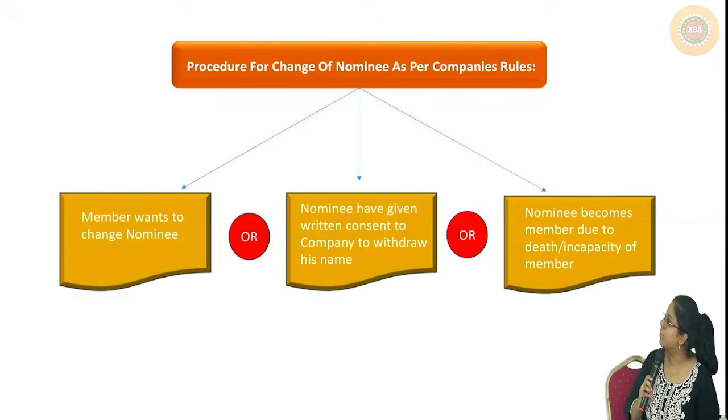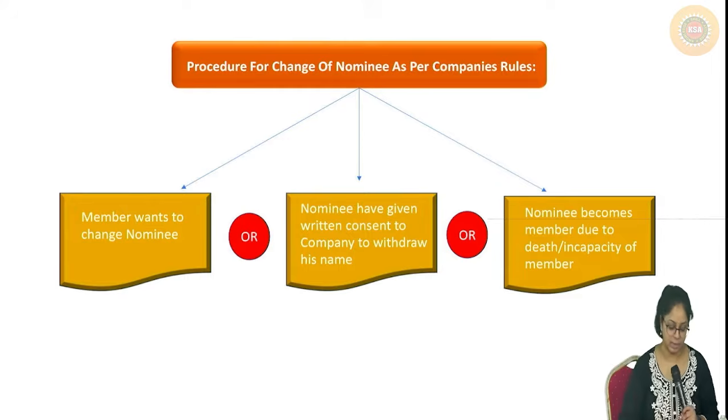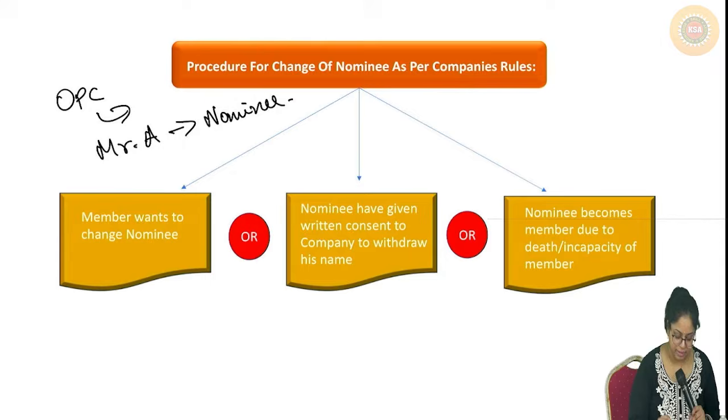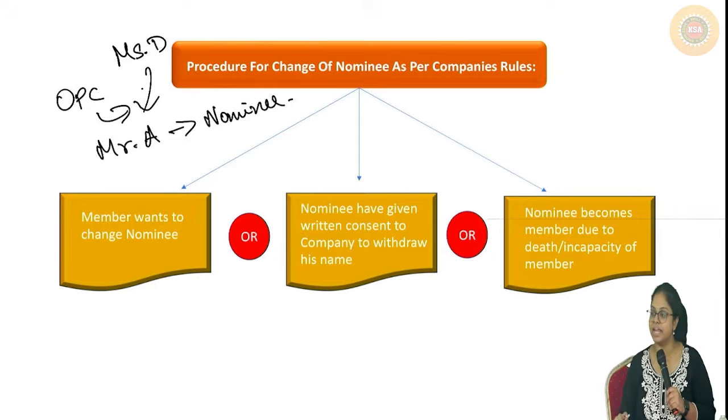Okay, now moving on to the last part of one-person company, which is the procedure for change of nominee as per the Companies Act. Let's say I formed an OPC, and I had Mr. A as my nominee. But there was some fight between me and Mr. A. So I decided that I don't want this guy as my nominee. I want to change him. Now what is the procedure if you want to change the nominee?